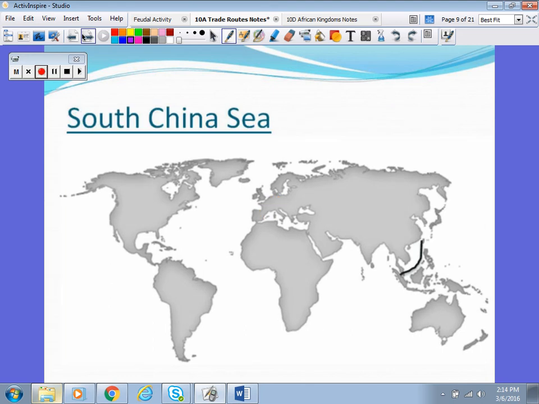And then our last one here, at least I think it's our last one, the South China Sea route, is going to connect China with Korea with Southeast Asia. All right. And again, this is going to be over water, so again, we're moving large amounts of goods. This one is going to be significant because this is where Buddhism is going to primarily spread.